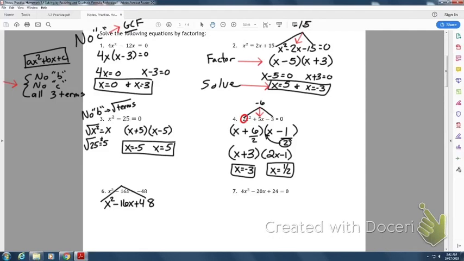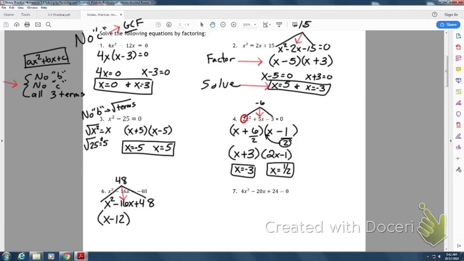No greatest common factor. 1 times 48 is 48. Can somebody tell me what factors of 48 add up to negative 16? Okay, so factors of 48 that add up to negative 16. Negative 12 and negative 4.